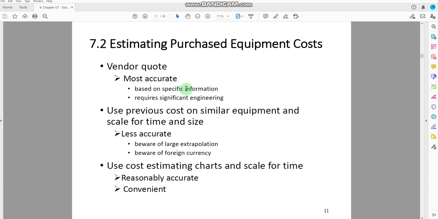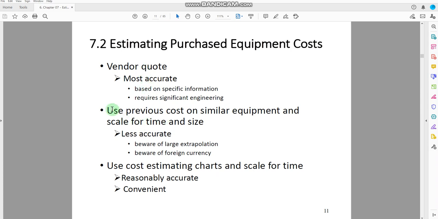So you provide some specific information about the equipment to the vendor, and then he can provide you some of the cost details, and it requires significant engineering. So when you supply information to the vendor, you would provide all the engineering information. So whatever data you get from the vendor should be accurate in terms of cost.